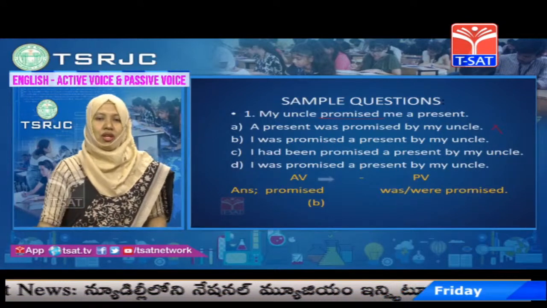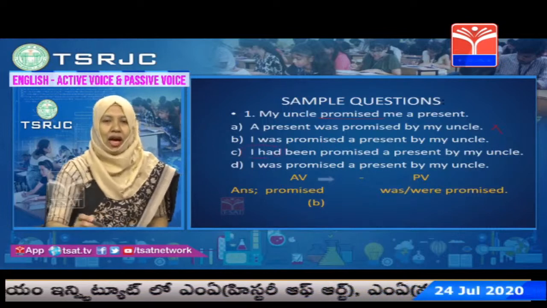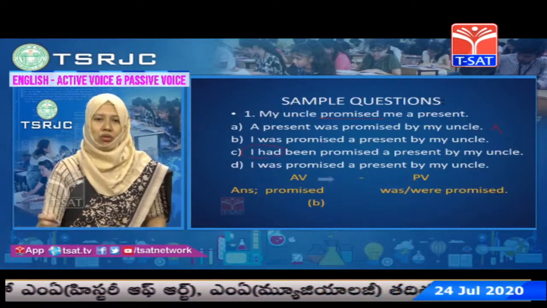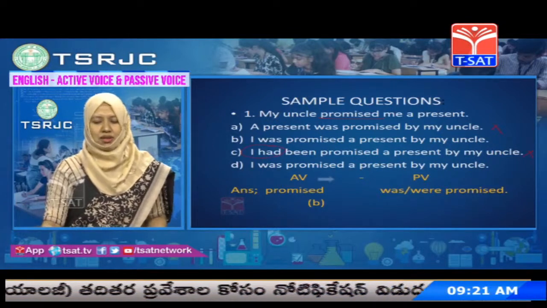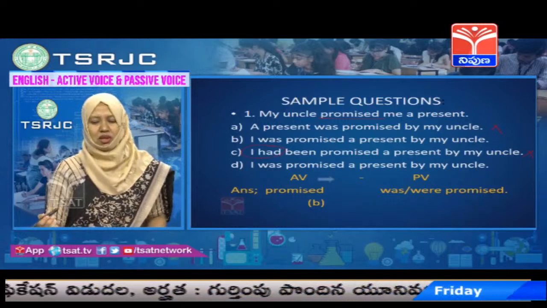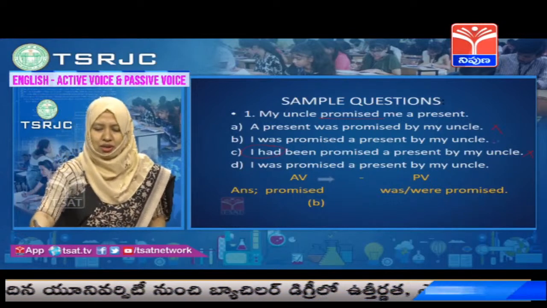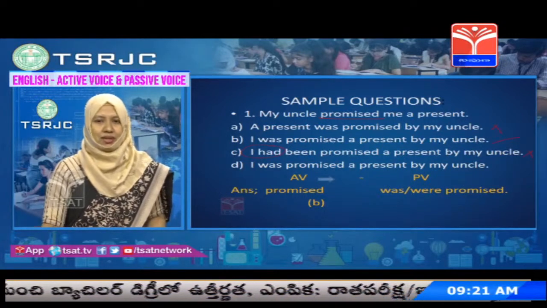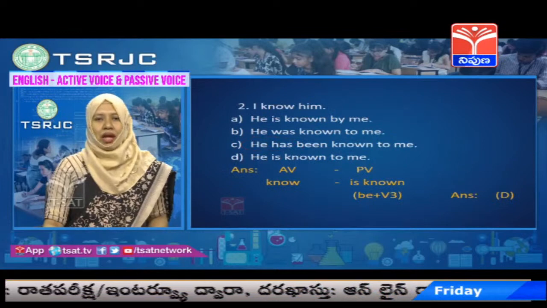Now you are left with 3 options. Here in this you have had been promised, it's wrong. So now we are left with 2 options. I was promised a present by my uncle. So the correct option is I was promised a present by my uncle. Both are same. Next, I know him.